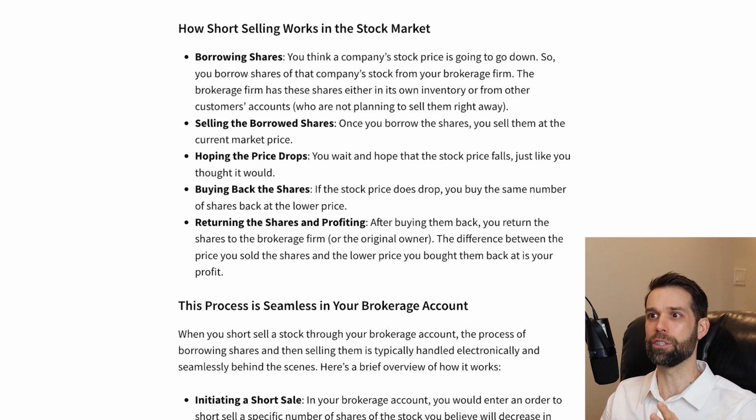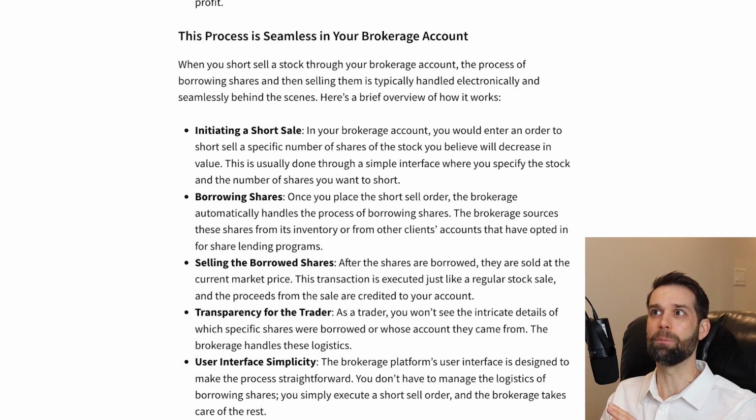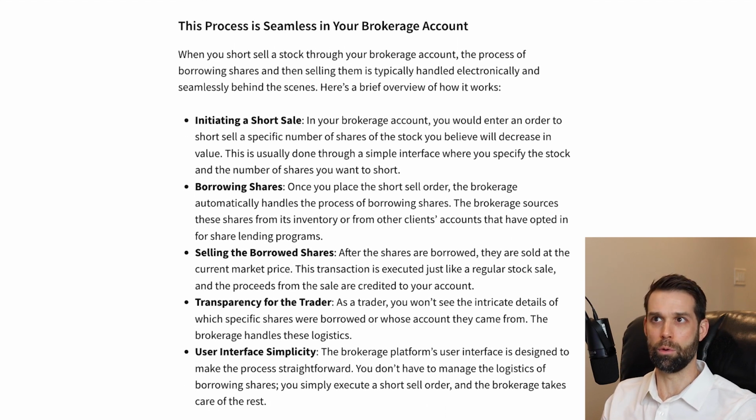Now, what you need to understand is that this whole process is seamless in your brokerage account. When you short sell a stock through your brokerage account, the process of borrowing the shares and then selling them instantly is handled electronically and seamlessly behind the scenes. So that's how it works. You don't need to request to borrow the shares and then do some other action in terms of selling them right away.